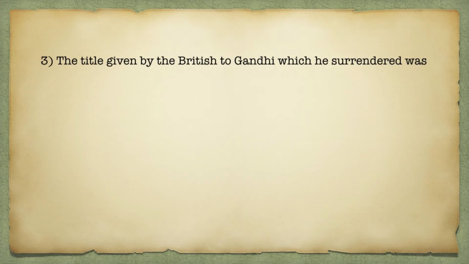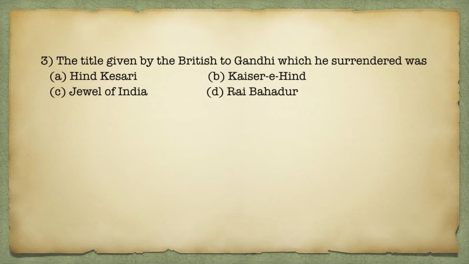which he surrendered was Hind Kesari, Kesare Hind, Jewel of India or Rai Bahadur. So Kesare Hind is the correct option. So this title was given to Gandhiji by Lord Hardinge in 1915 for his contribution towards the ambulance service during the Boer War in South Africa. But later Gandhiji surrendered this title protesting against the Jallianwala Bagh massacre.